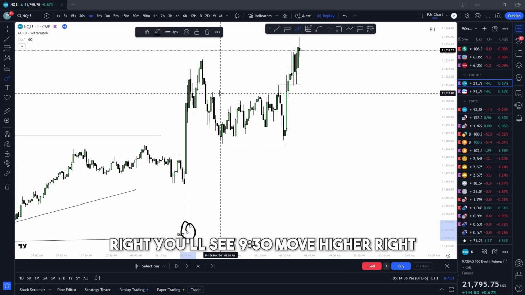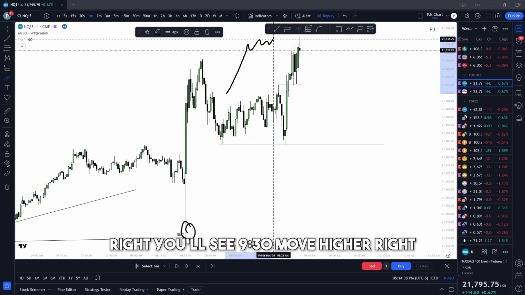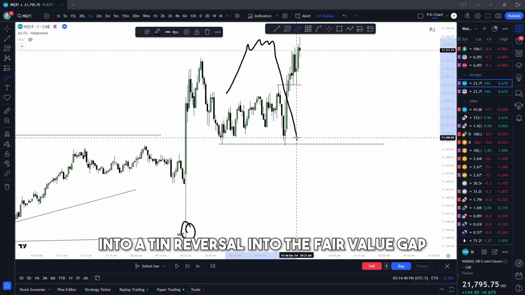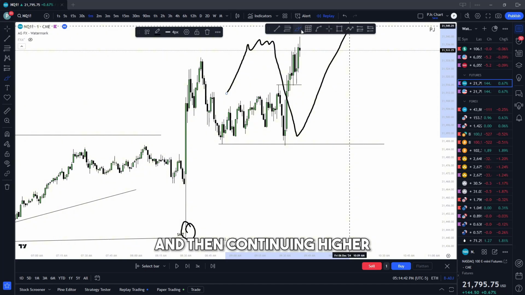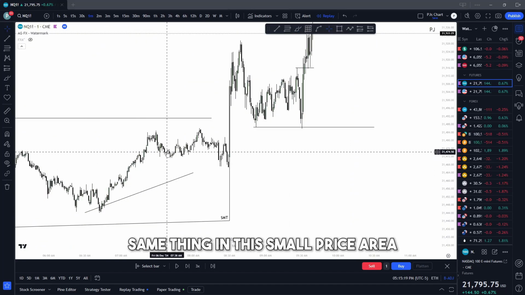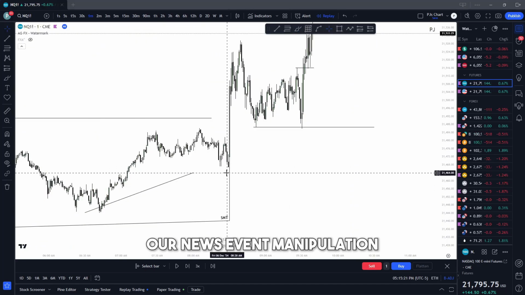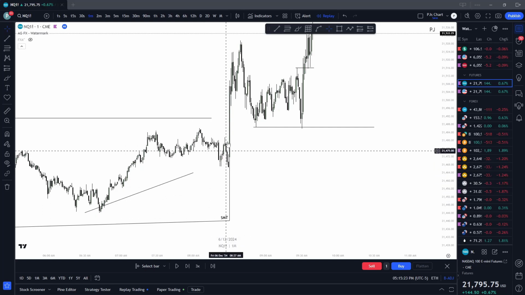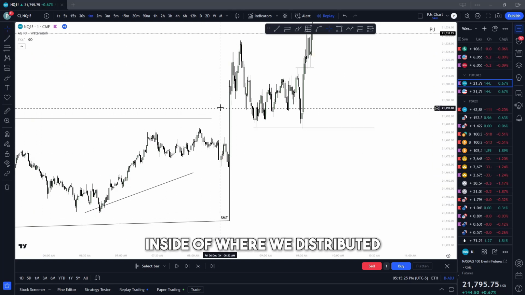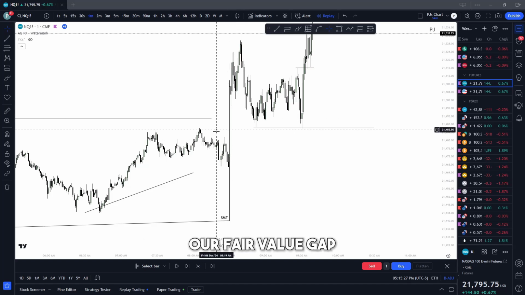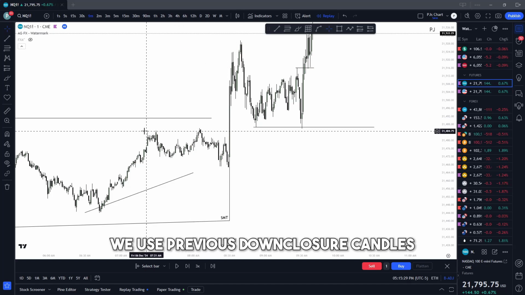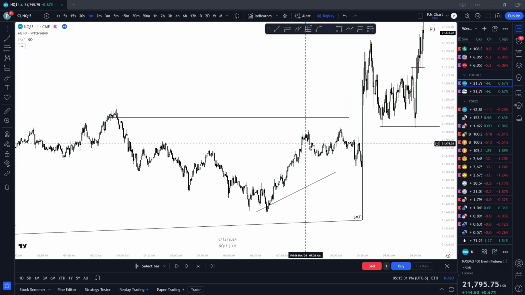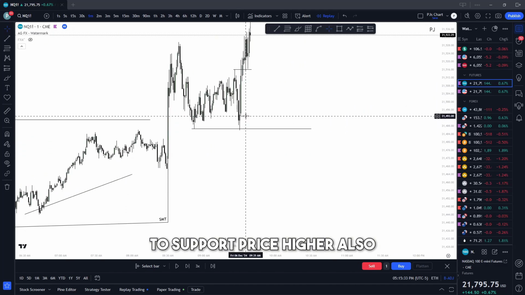What you'll often see sometimes, if we don't draw into this low here, into the data low, right, you'll see 9:30 move higher, right, into a 10 reversal into the fair value gap, and then continuing higher. Same thing in this small price area. Accumulation before our news event, manipulation, distribution. Inside of where we've distributed our fair value gap, we use previous down-close candles to support price higher.